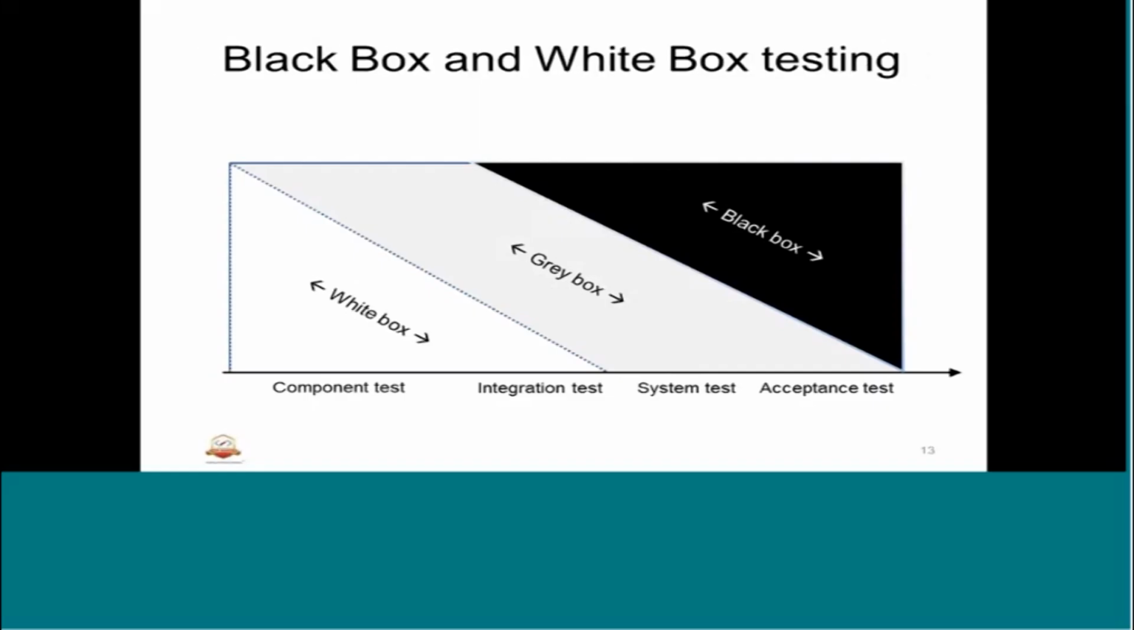This is the depiction of black box and white box. You can see at the top a black box covering the functionality, and white box for the component testing. In between, certain embedded systems follow gray box. It's a mix of both white box as well as black box.